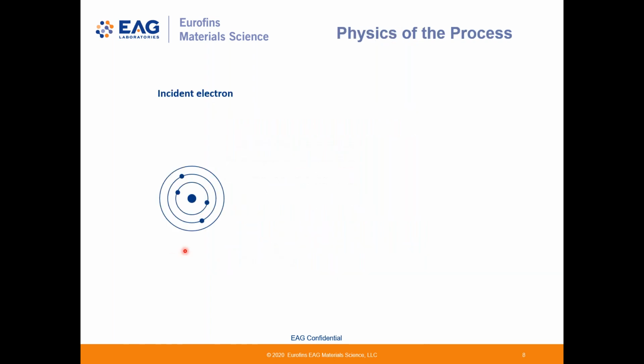So let's take a look at what happens when an electron beam interacts with a solid. Here we have depicted an isolated atom that's about to be bombarded by incident electrons. When electrons bombard a surface, several things can happen.